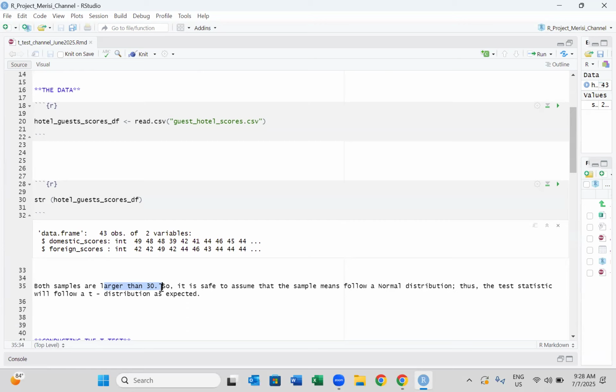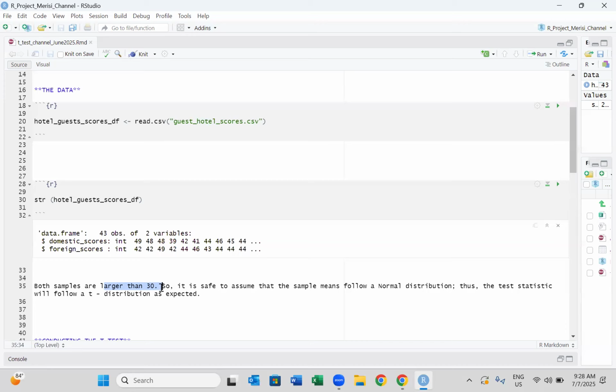That's important because when the sample sizes are above 30, you can safely assume that the sample means follow a normal distribution. And that means that the test statistic follows a t-distribution. That's one of the assumptions when you're doing a t-test. So you need to make sure that the sample means follow a normal distribution.